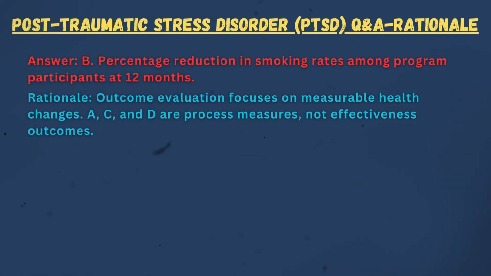Answer: B. Percentage reduction in smoking rates among program participants at 12 months. Rationale: outcome evaluation focuses on measurable health changes. A, C and D are process measures, not effectiveness outcomes.